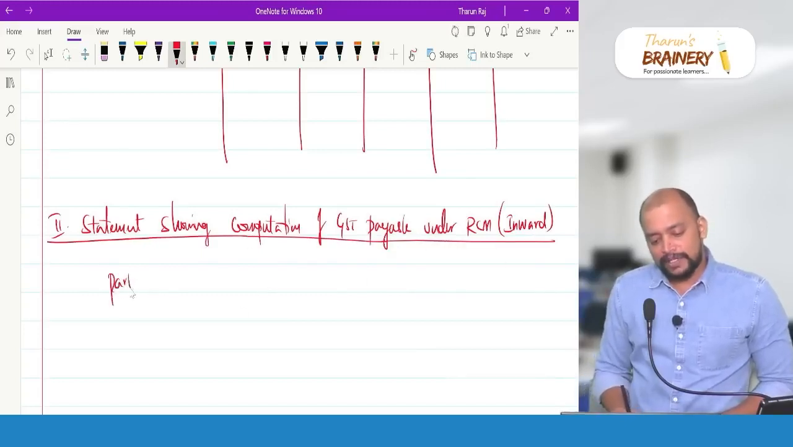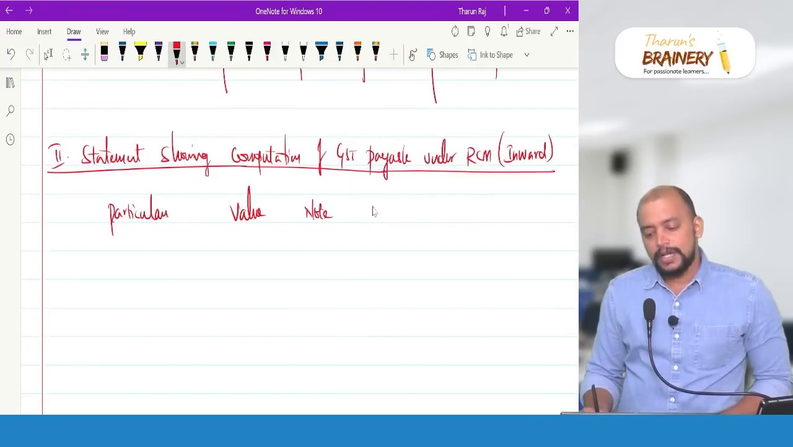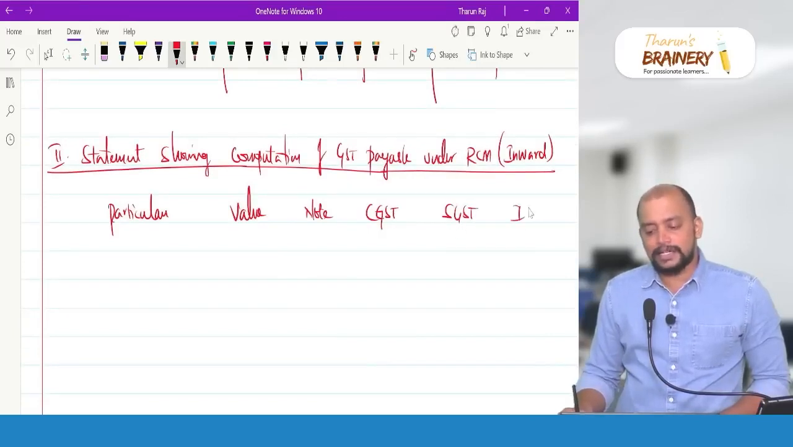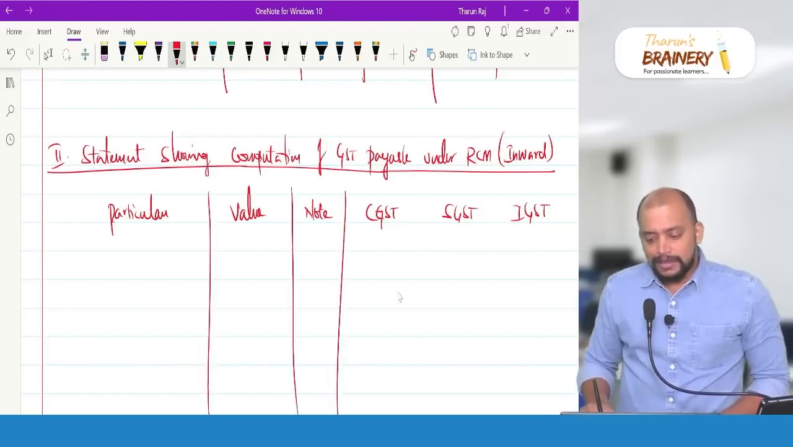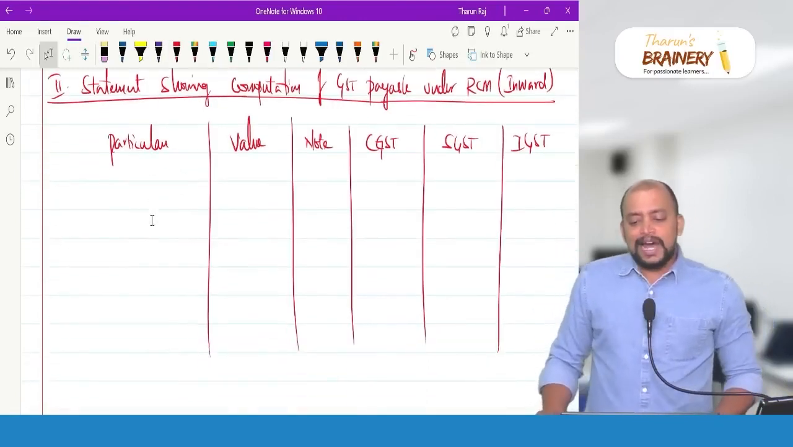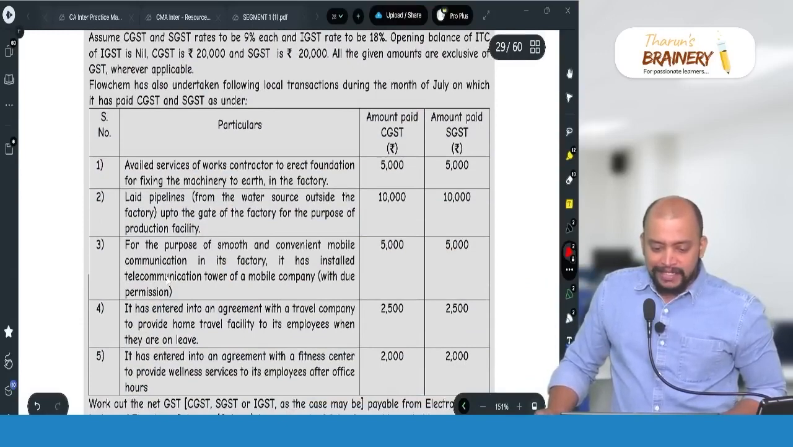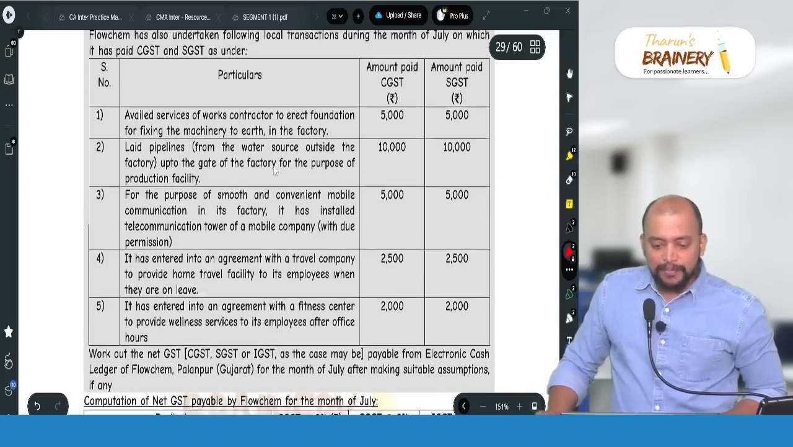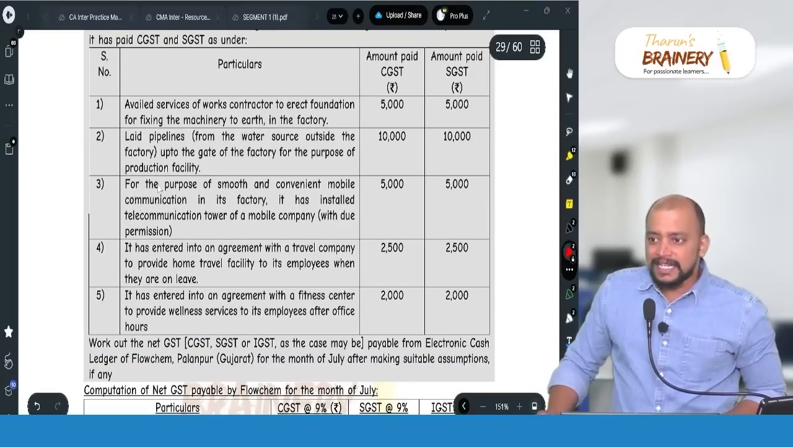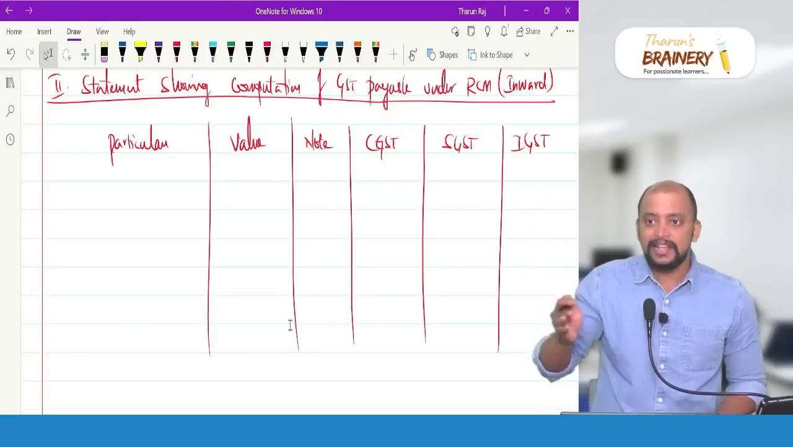Same way, particulars, value, then note, CGST, SGST, IGST. Then next statement. This RCM, definitely we have to check here: availed works contract, laid pipelines, telecommunication. We don't have that much in this inward supply, not much there, but you will come to know. So just 2-3 lines is enough, because there is nothing, but in case it is there, we need to update it.